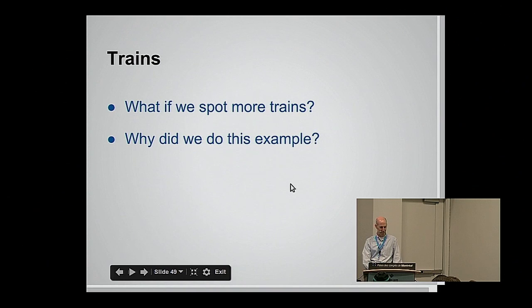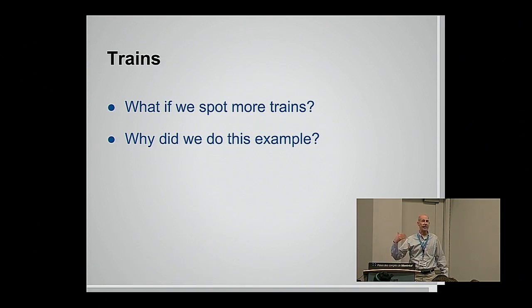So we did the train problem. One nice thing, if you spot more trains, we can do the update exactly the same way. It's just successive updates. And so as you get more and more trains, the size of that credible interval will get smaller and smaller, which represents your increasingly precise information about how many trains they're operating.